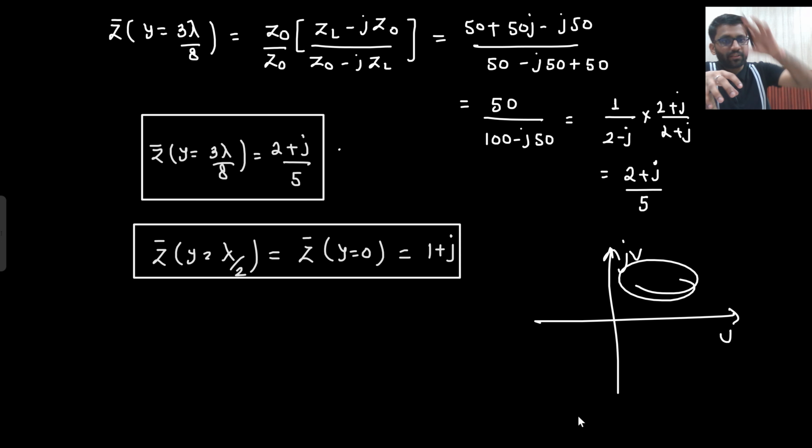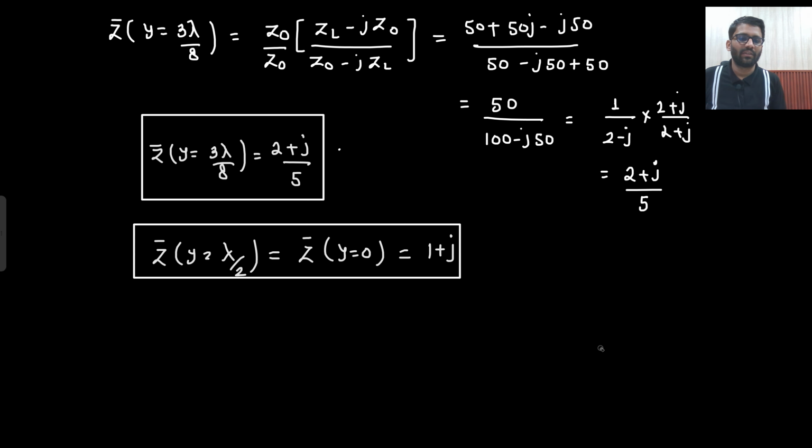So we will relate this constant VSWR circle with the Smith chart. We will make this constant VSWR circle on the Smith chart. So there we will relate all these things. At that time I will be using all these references, so that's why we are doing it all.